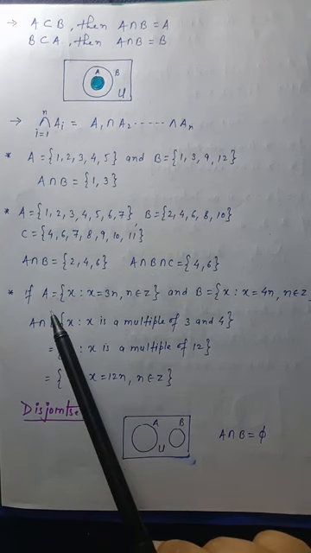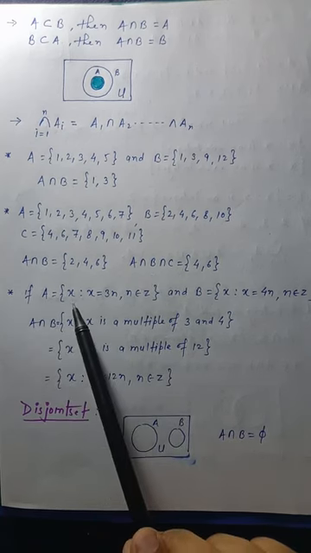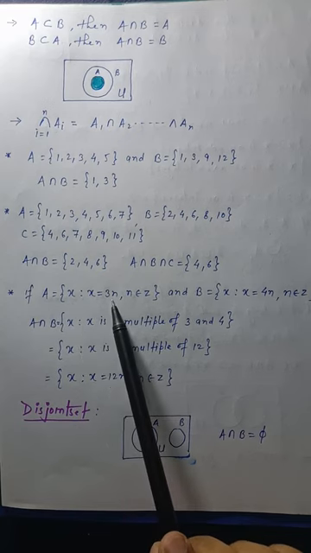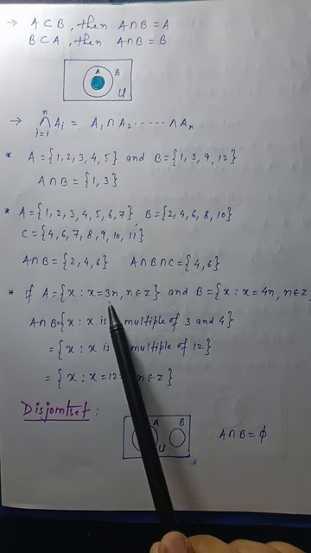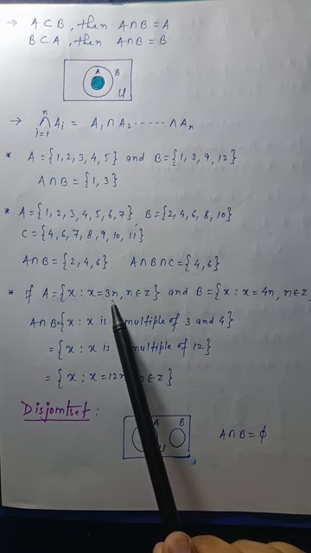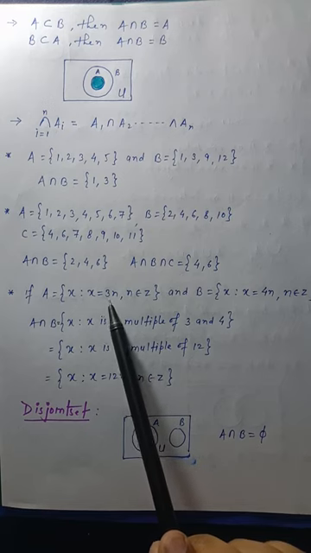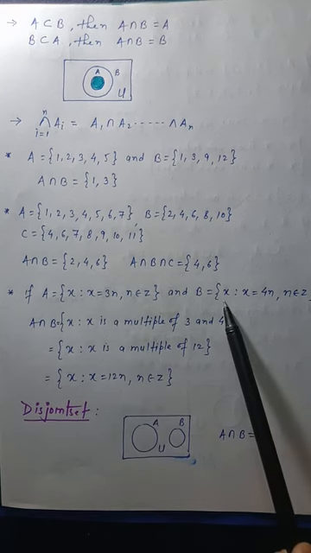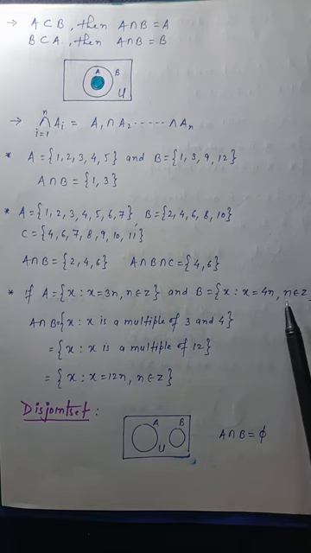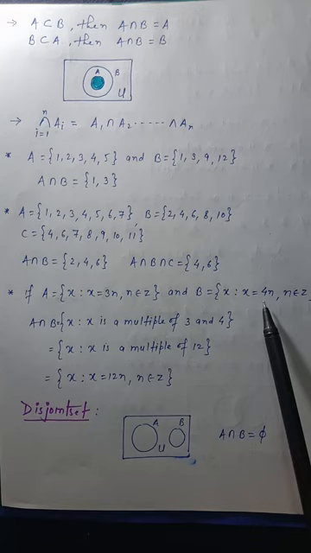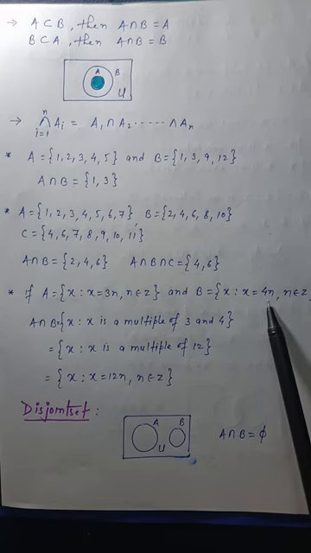Now when A is a set whose elements are x such that x is equal to 3n, where n belongs to Z. So when we put n equal to 1, we will get 3, for 2 we will get 6. So we are getting 3, 6, 9, 12, 15, meaning multiples of 3, whether negative or positive. Similarly, set B is a set in which elements are multiples of 4, meaning we are getting minus 4, minus 8, minus 12, or plus 4, plus 8, plus 12. These are the multiples of 4.